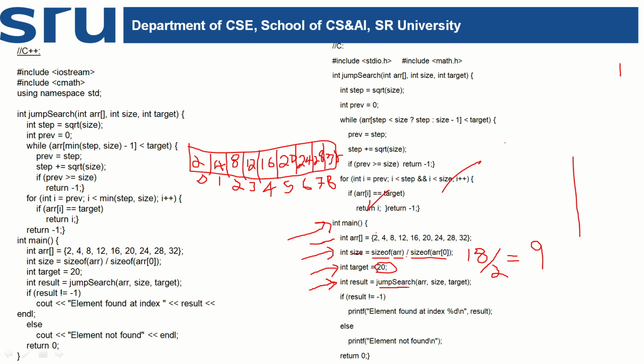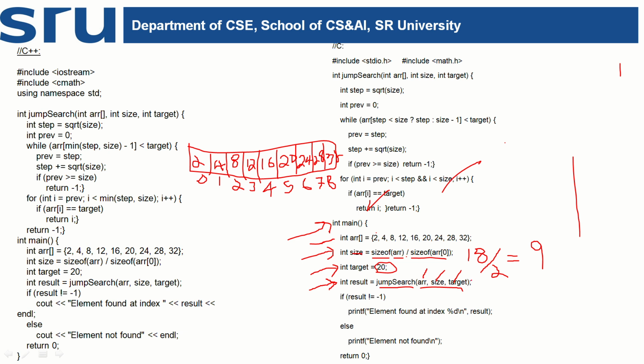How will it be stored within the result variable? We are making a function call to jump search with 3 parameters. What are the 3 parameters? The first is ARR, consisting of the total 9 values present in the array. Next, size, which is the number of elements present in ARR. The target is 20.